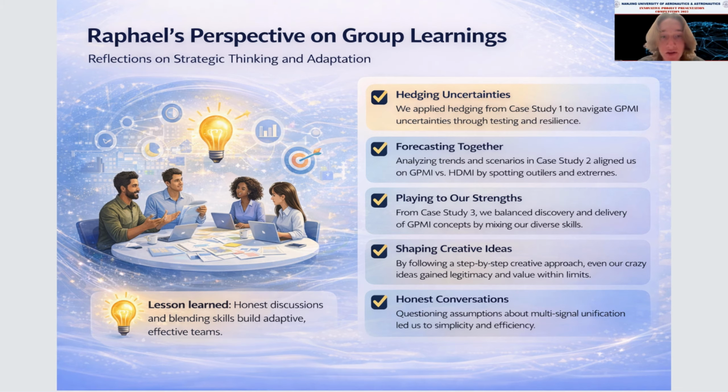We also made a deliberate effort to play to our individual strengths. Taking inspiration from the case studies, we balanced the discovery of new Gpmi concepts with the practical delivery of results by intentionally mixing our diverse team skills. A significant achievement was our ability to shape even our most creative ideas into something viable. By committing to a disciplined, step-by-step creative process, we were able to give our wildest concepts legitimacy and tangible value within practical limits. Underpinning all of this progress was honest, direct conversation.